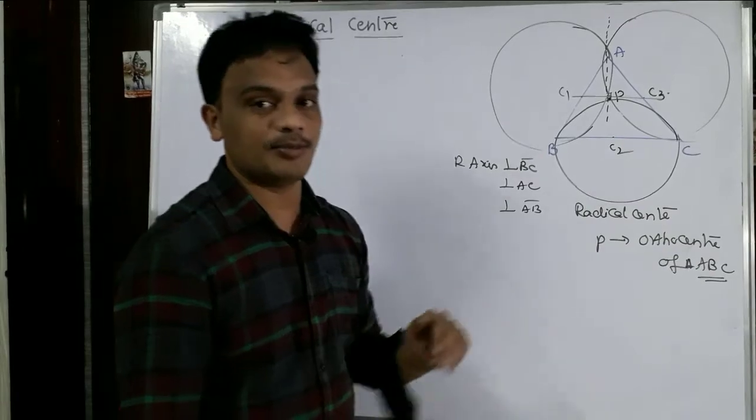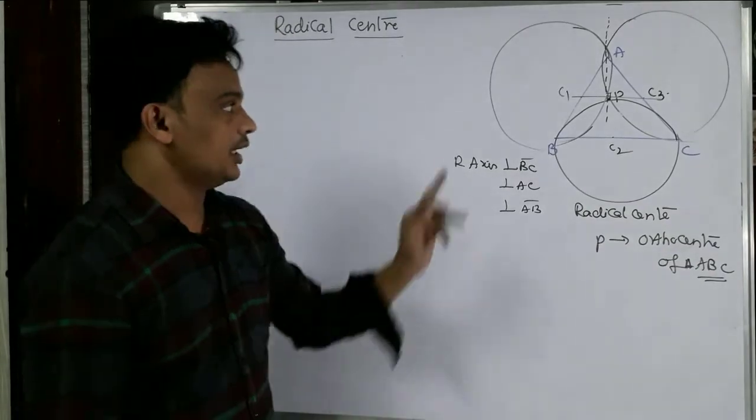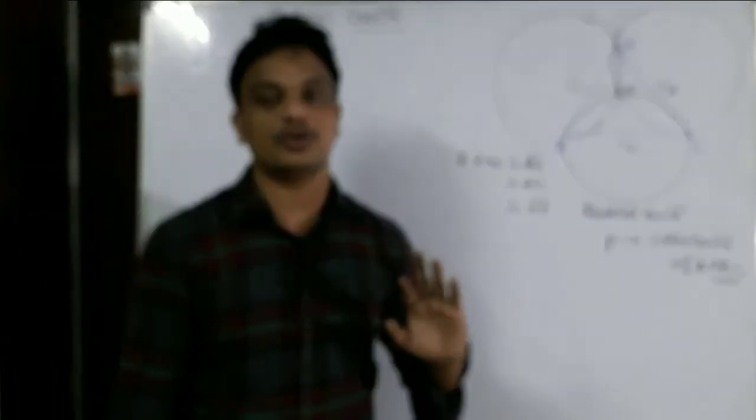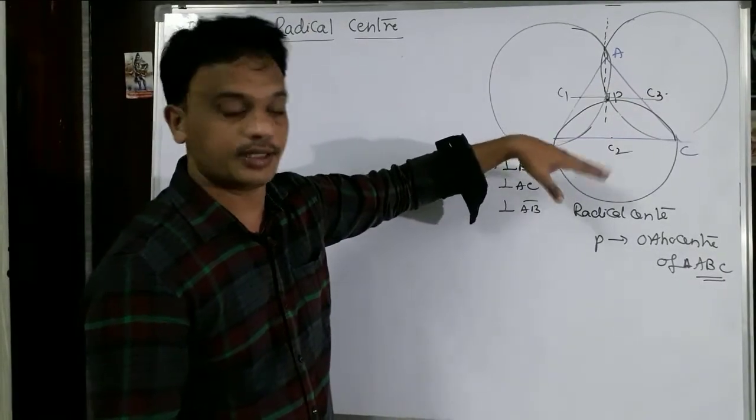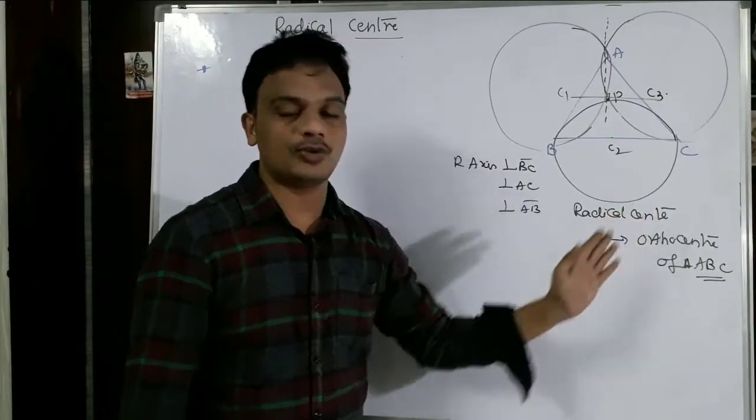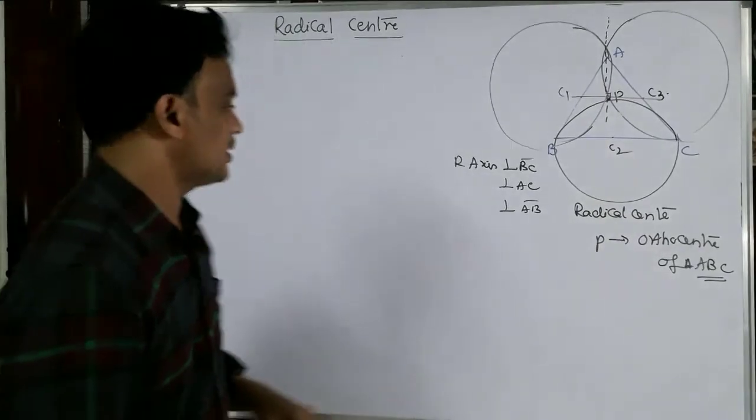And at the same time, I can discuss one more point also. If the three circles intersect orthogonally, then the radical center is the orthocenter.